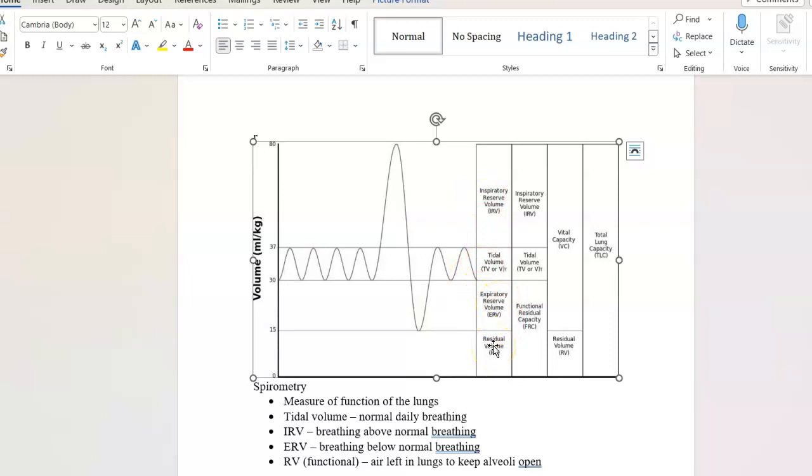Now, residual volume is what's left over, also known as functional residual volume. It's what's left over in the alveoli to keep them open so they don't collapse.